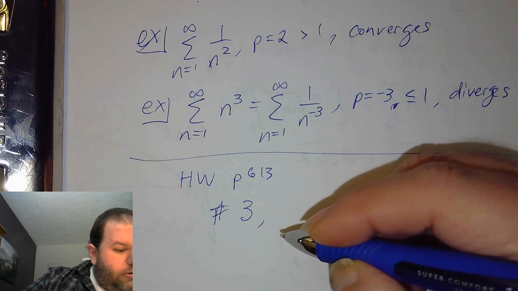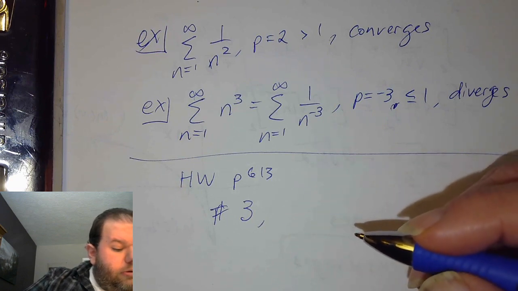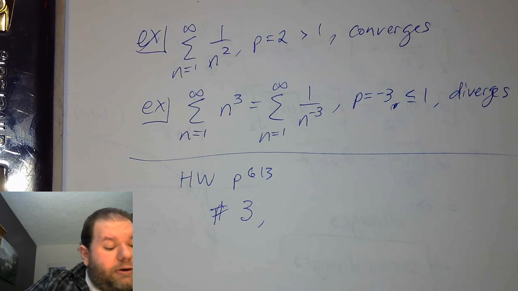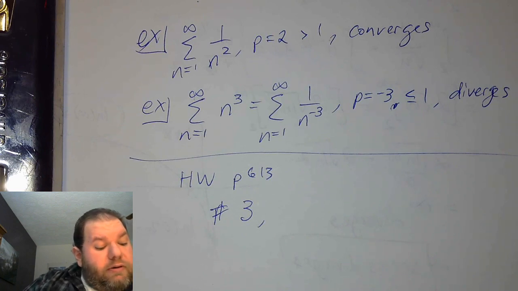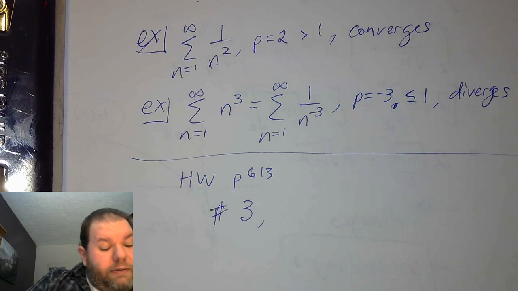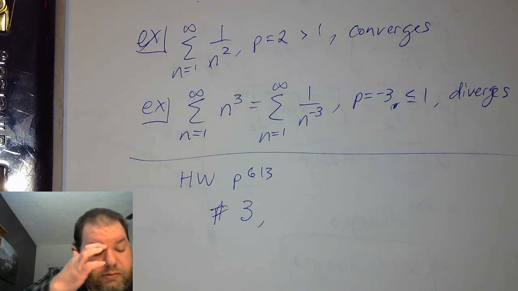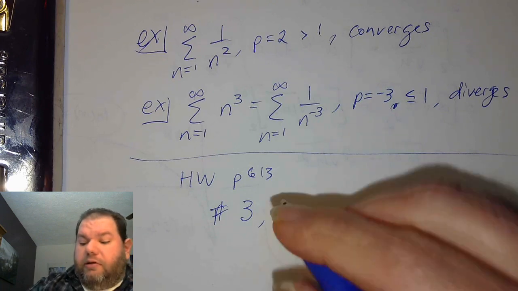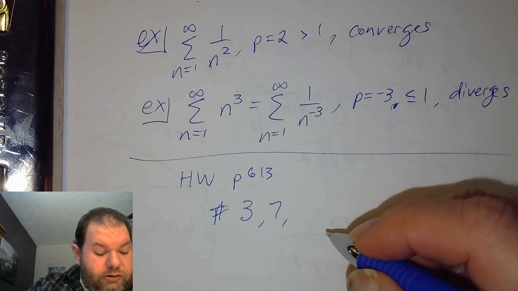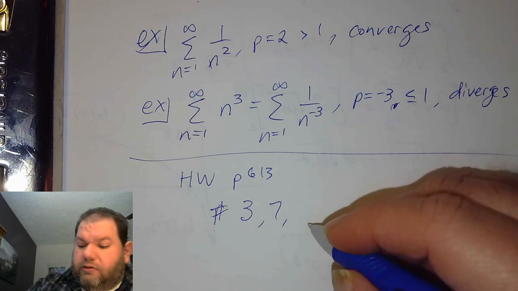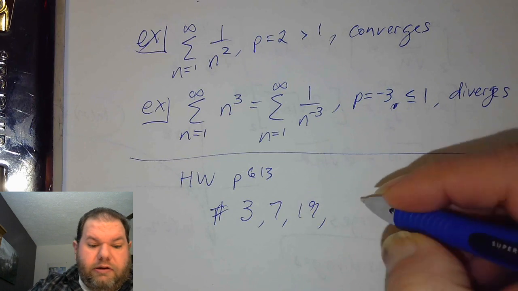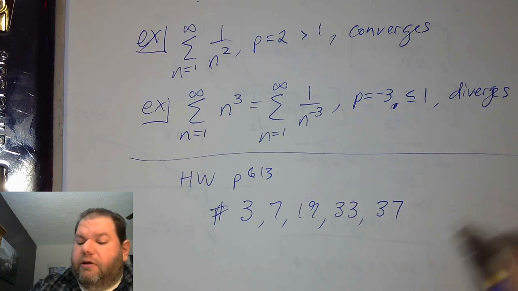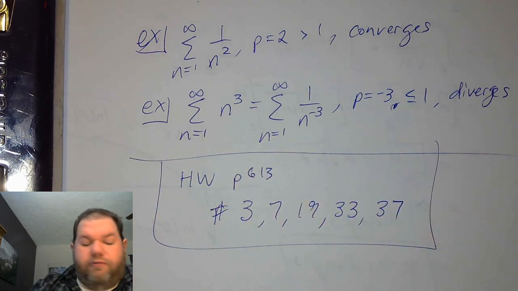3. Well, that looks terrible. I'm not going to give you that one. Goodness. Look at 7, 19, 33, 37. And that should be good for the 2 rules there.